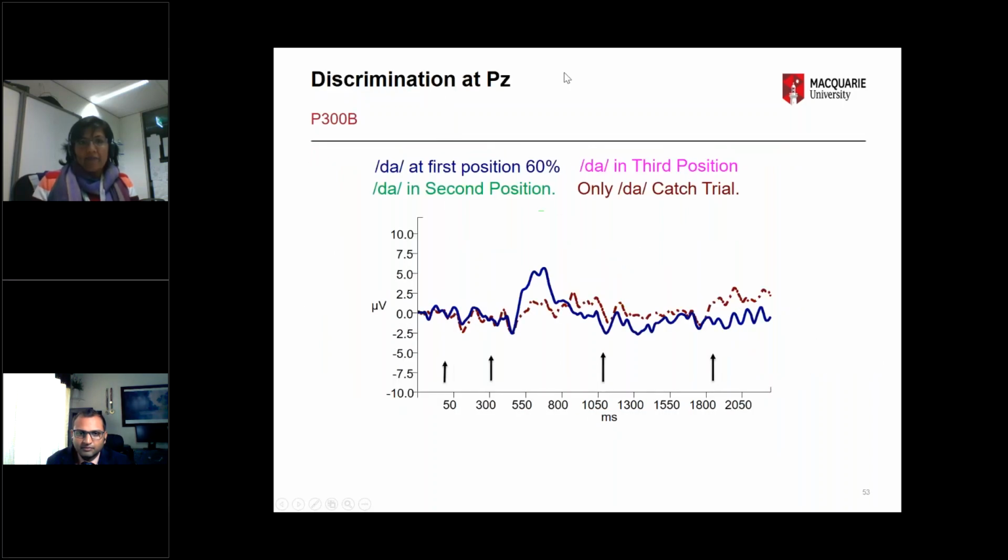Now this is again at PZ. This time we have the DA. There's only BA here in this catch trial. So actually there's no DA. This should really read BA. Sorry. So you've got the DA at 60%. Yep, we've got something there. And then you have the DA in second position. It's much bigger. But the question is, do we have a DA in third position? Yes, we do. And these two are very similar. So the red arrows are showing where I see the P300B.